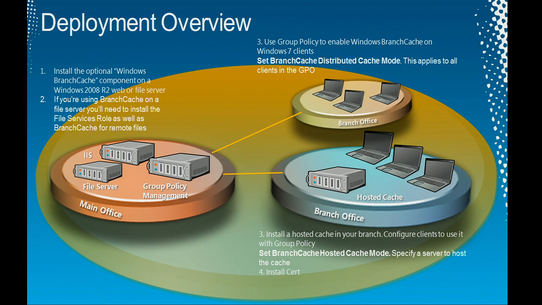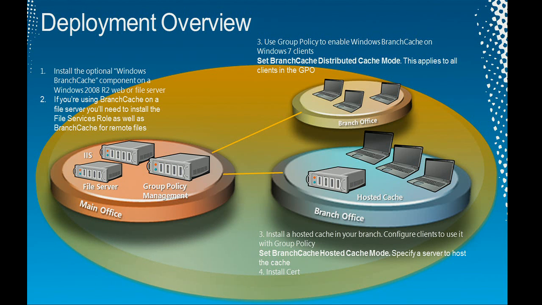And the answer is yes or no. Group Policy update, Windows 7 clients now use BranchCache. That's it. Or you install a hosted cache in your branch and say set BranchCache hosted cache mode, enter the fully qualified domain name, and it's set.